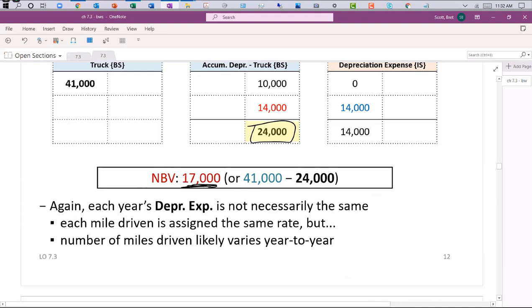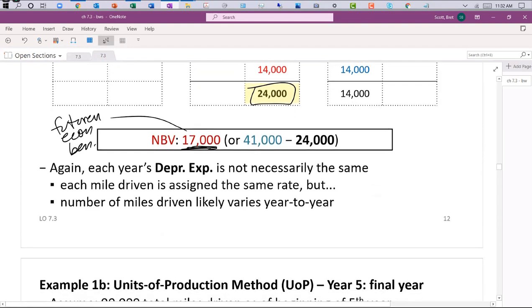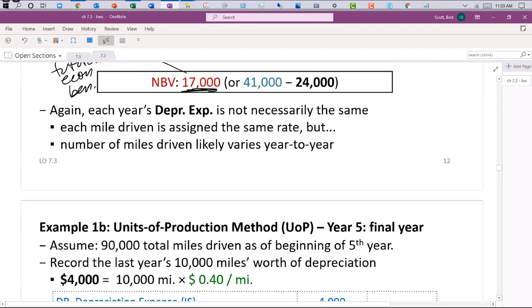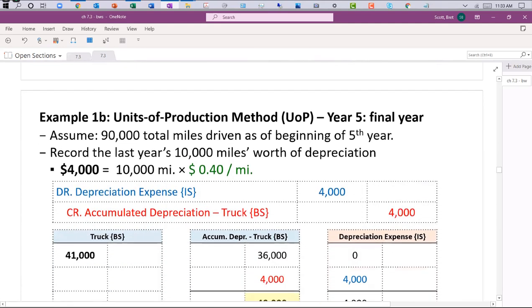So we have 17,000 of future years' worth of future economic benefit. We're showing the net book value, meaning we're not directly reducing the cost. We're setting up a contra asset account to calculate those theoretical deductions in value. But the net book value essentially represents how much value is left. Again, we're still assuming $1,000 of residual value there. Each mile driven is the same rate, but the total number of miles driven likely varies. Therefore, depreciation expense is not necessarily the same each year. Let's be aware of that.